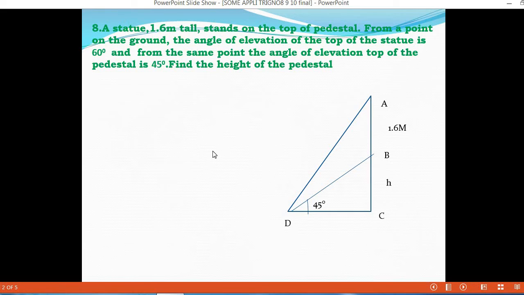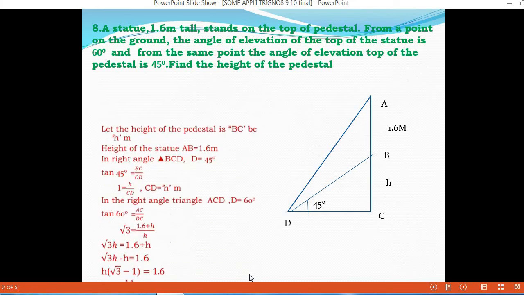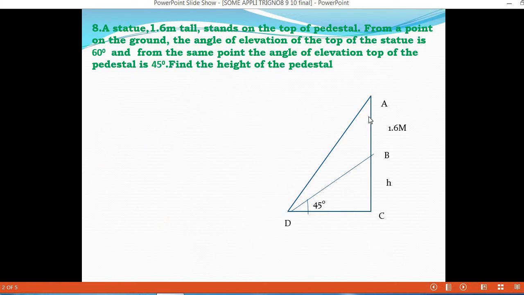Students, here AB is the statue. The height of the statue is 1.6 meter, and it is standing on the pedestal. Here BC is the pedestal.